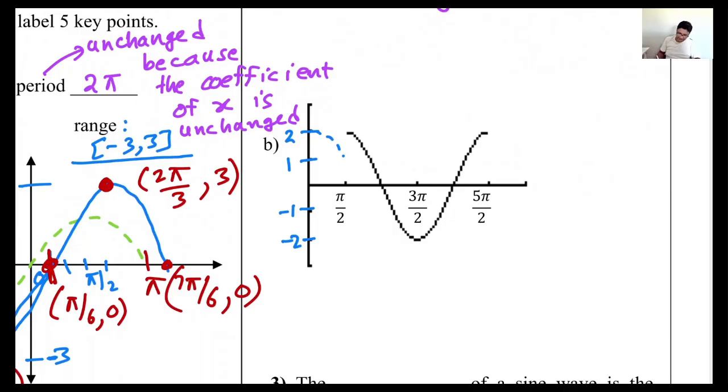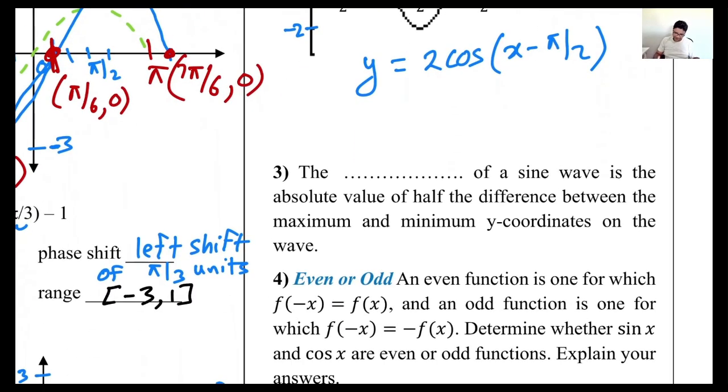and not done any reflection. It's in the same direction. So your equation will be y equals 2 cosine of x minus pi over 2. You can process faster once you get more clarity.